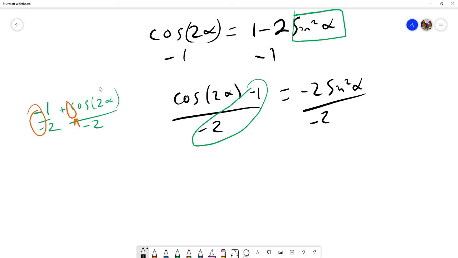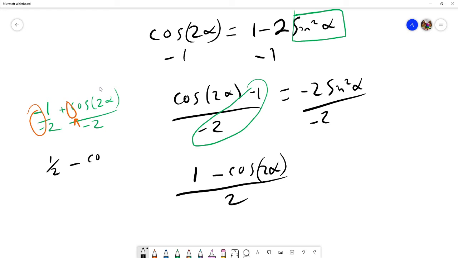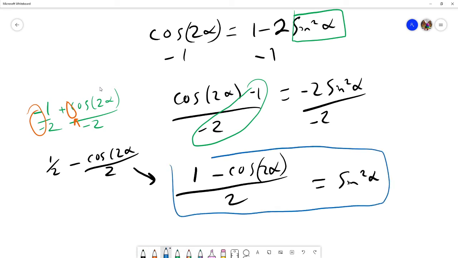So what's going to happen then is you get a 1 minus cosine 2 alpha, this entire quantity, over 2. As if we work this out a little bit more, we get here 1/2 minus cosine of 2 alpha over 2, and then that brings you to our next step. And this, of course, is equal to sine squared alpha, and that is what we wanted to show. That sine squared alpha can be reduced in terms of another trig function.